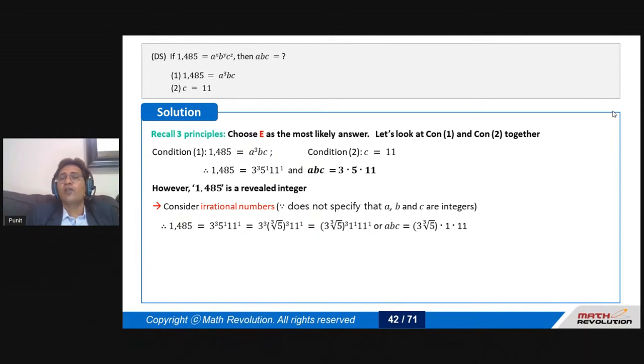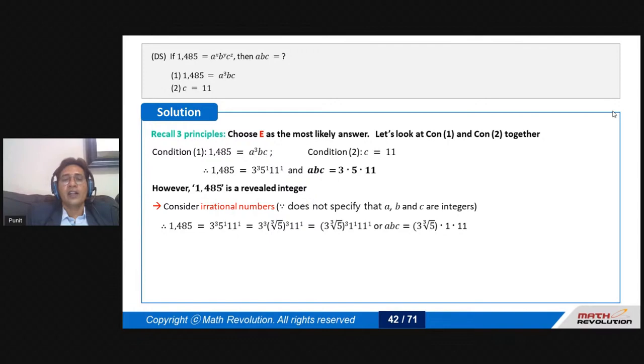But now 1485 is a revealed integer. Well, how about if I consider irrational numbers into it? And C is already given to us as 11, so the only thing we wanted to have was A and B. But now let's say 1485. How about if I write it as 3 cube, root of 5 to the power 3, which is ultimately 5, right? And 11 to the power 1.